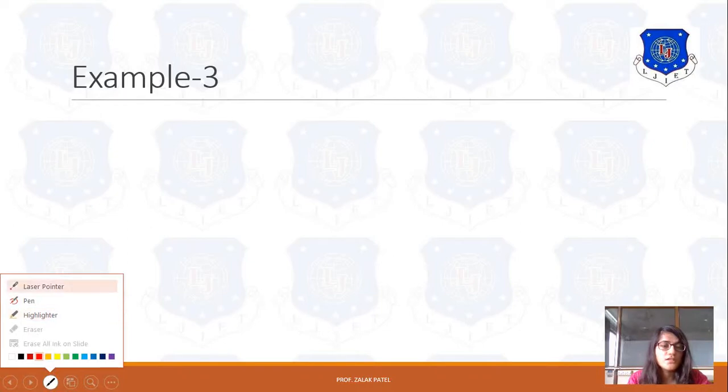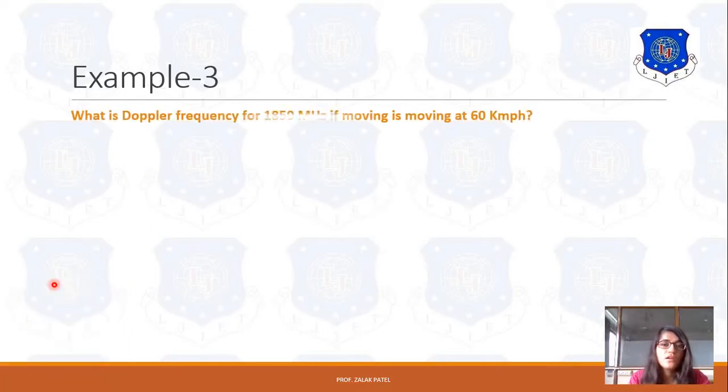In the last lecture, we discussed the Doppler shift effect with its frequency example. So let's take another example with Doppler shift. Here, consider this problem statement. What is the Doppler frequency for 1850 MHz if the vehicle is moving at 60 km per hour? So here you have to find out the Doppler frequency. First, consider that the carrier frequency given in the problem statement is 1850 MHz.